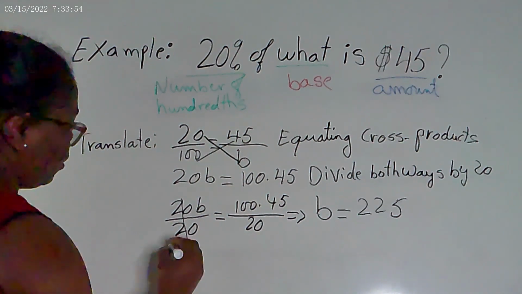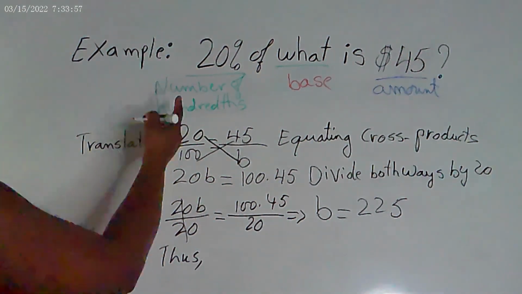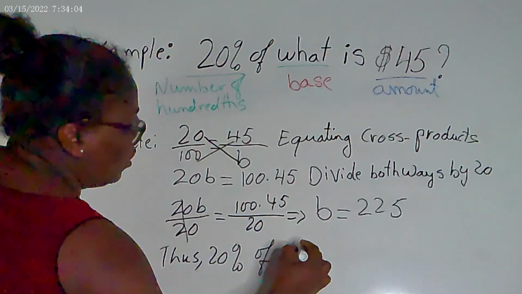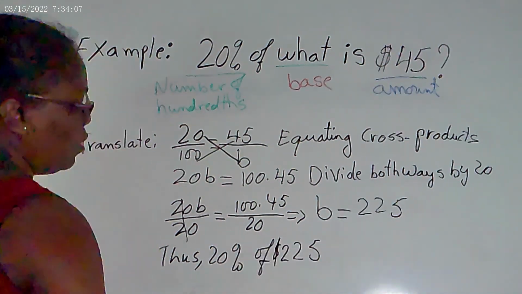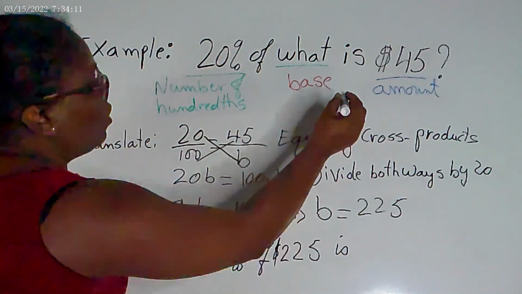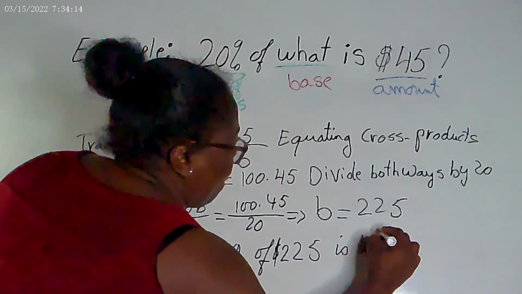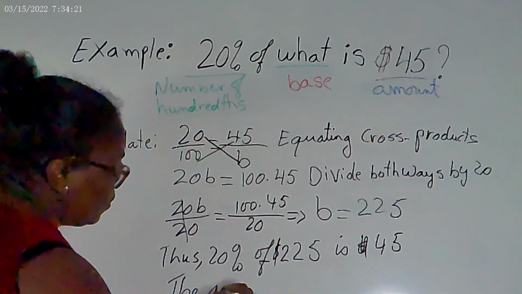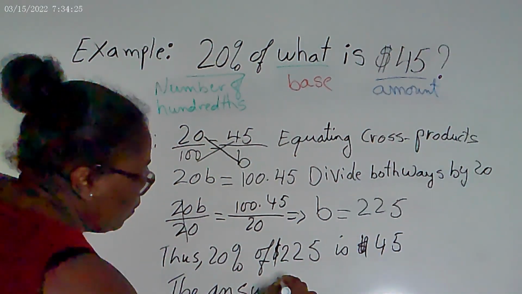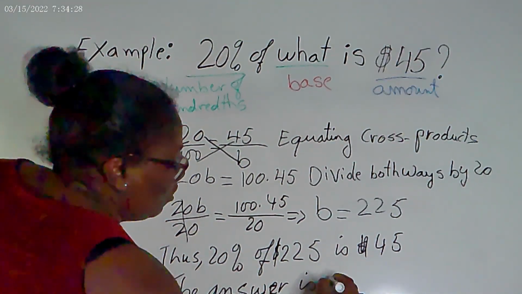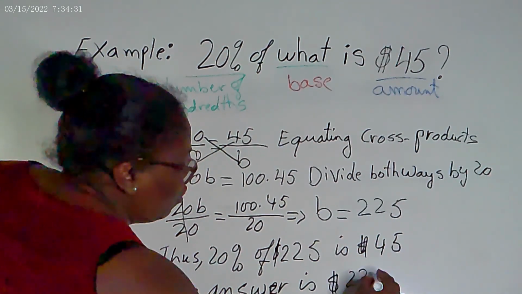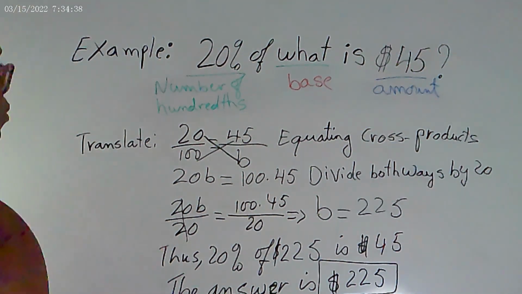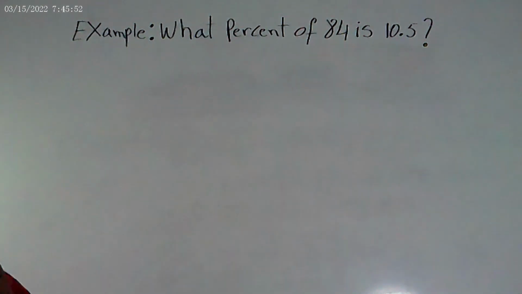Okay? Thus, 20% of $225 is $45. So the answer is $225. That's the correct answer. Okay.